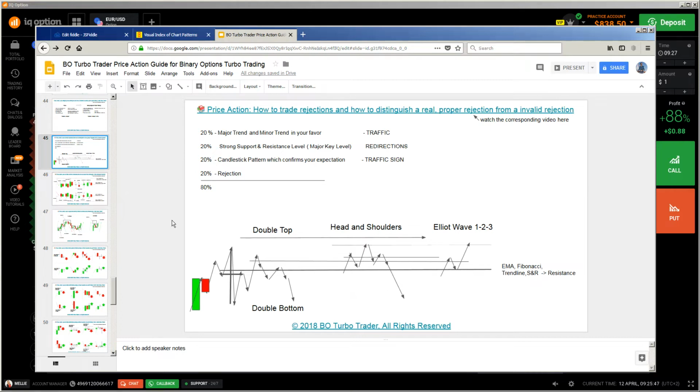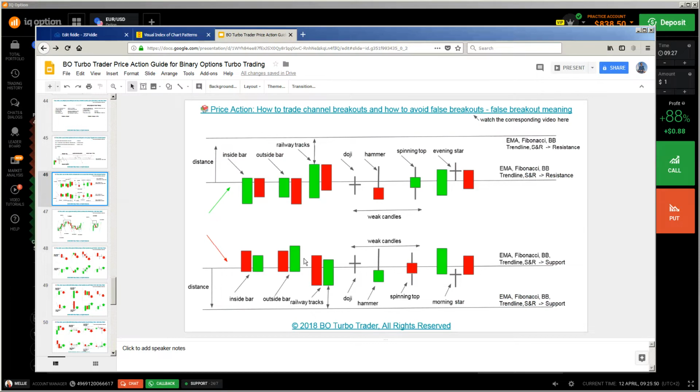So then we have this one here. This is about the fake breakouts, yes, how to trade the channel breakouts, and that is also important, because you will see those kinds of fake breakouts so often that it's important that you know them, yes, because in every support and resistance area, in every kind of key level, there will appear some of those breakouts or fake breakouts, yes.